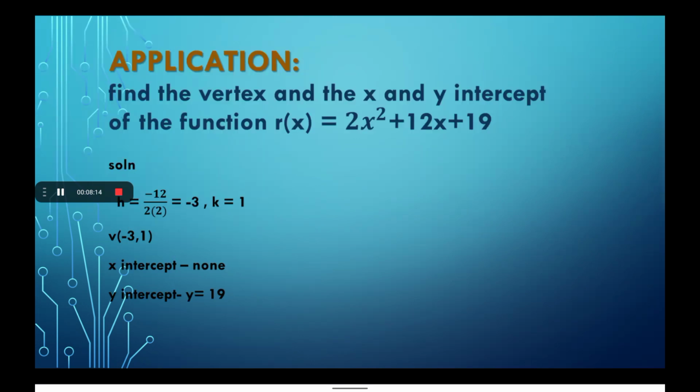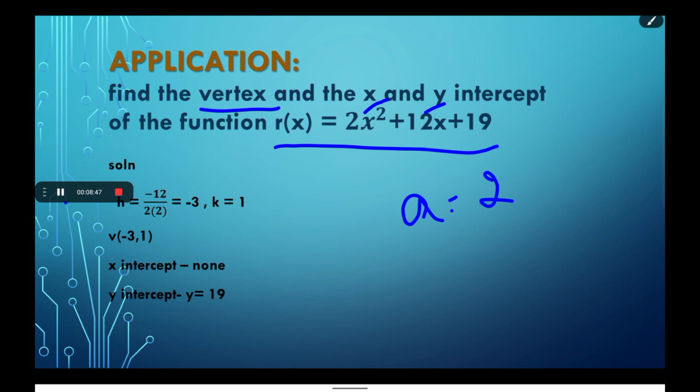Here is one application problem. Find the vertex and the x and y intercepts of the function r of x equals 2x square plus 12x plus 19. Here the value of a is 2, the value of b is 12, and the value of c is 19.